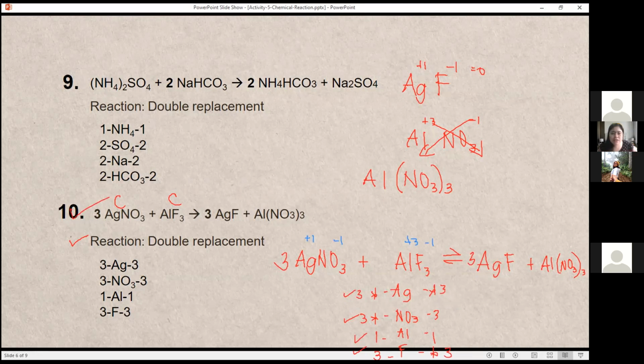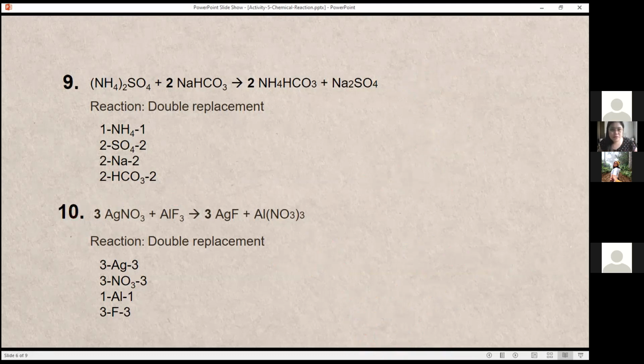Questions? Sino dito yung nahihirapan pa rin mag-predict and mag-balance? Anyone? Wala na ba? So let us continue. Reporters, please continue with the questions.